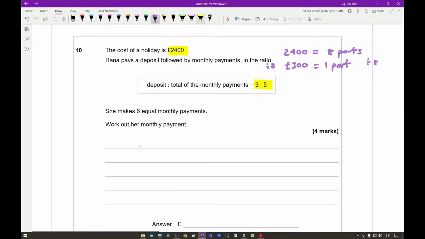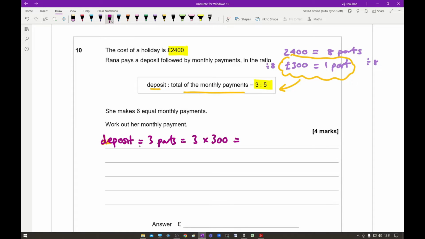Now, using this bit of information here, I can then work out the deposit and the total monthly payment. So here the deposit, let's not use yellow because it might be difficult to see. So the deposit equals 3 parts, which is going to be 3 times 300, which gives me an answer of £900.